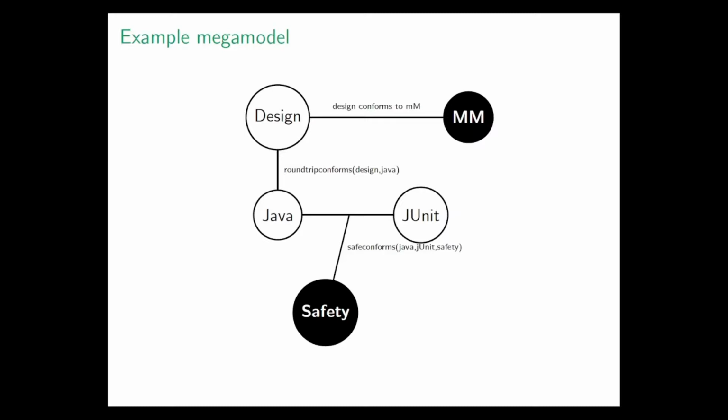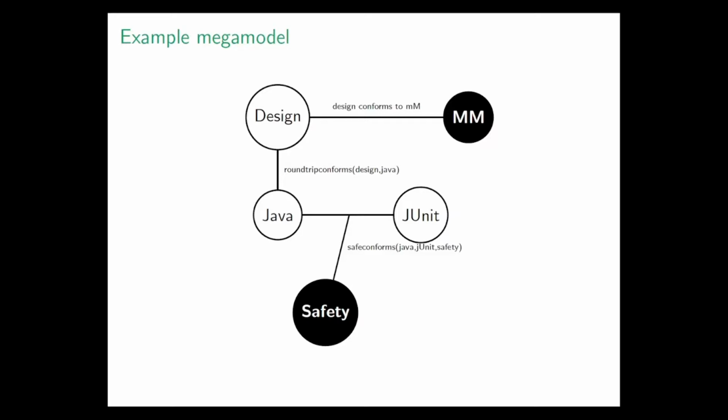For the sake of argument, what we've got here is a metamodel, MM, and a design which conforms to the metamodel, and we have some Java code, and a standard round-trip consistency relation has to hold between our design model and our Java code. And just to show that we can, we've got a ternary relationship between some Java code, some JUnit tests, and a safety model, where we might say perhaps that if the system is considered to be safety critical, then we need a more stringent relationship between the Java and the JUnit than we'd need if the system is not considered to be safety critical.